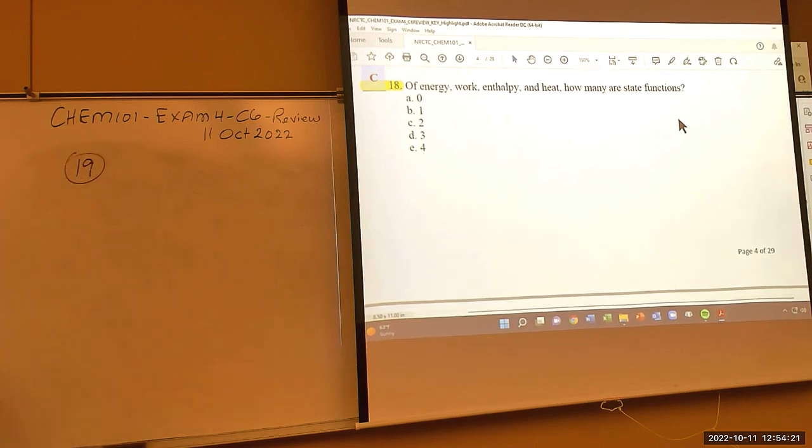Why did I bother tweaking your brain about path functions? Because maybe a question like this will show up on the exam and it won't be state functions. It might be the same thing, but ask you path functions. Yeah. Always keep that in mind. Never trust your instructor.